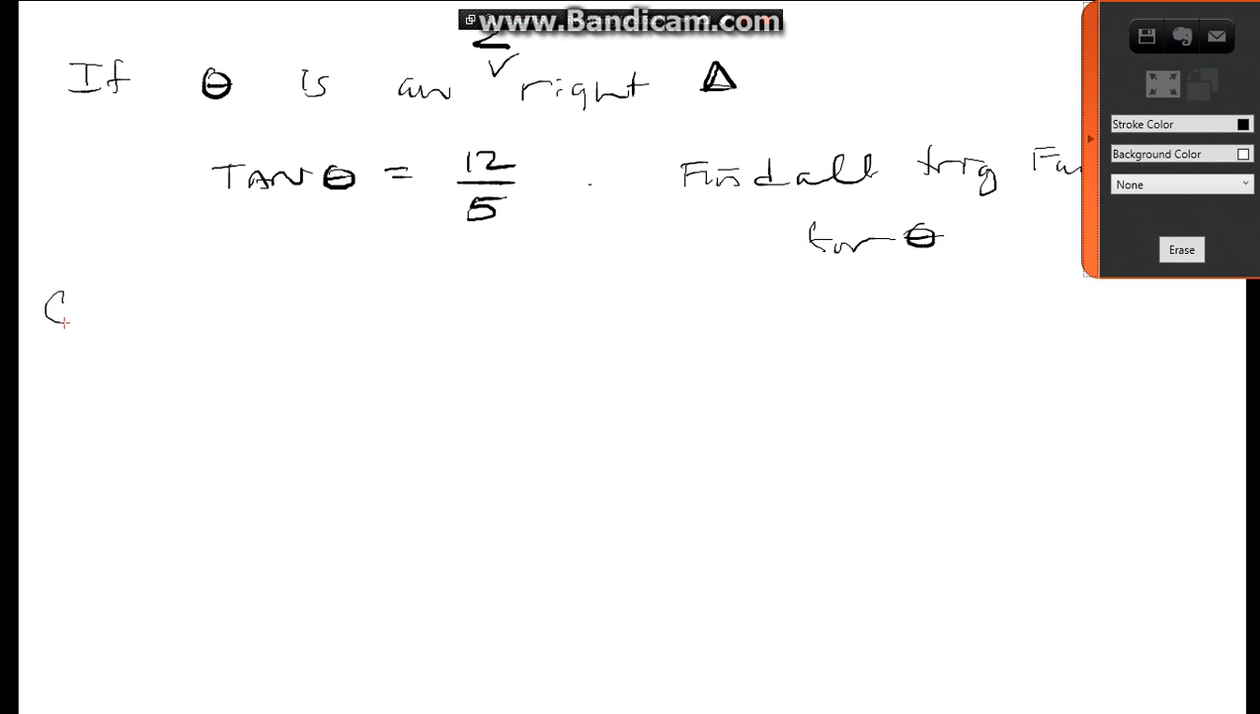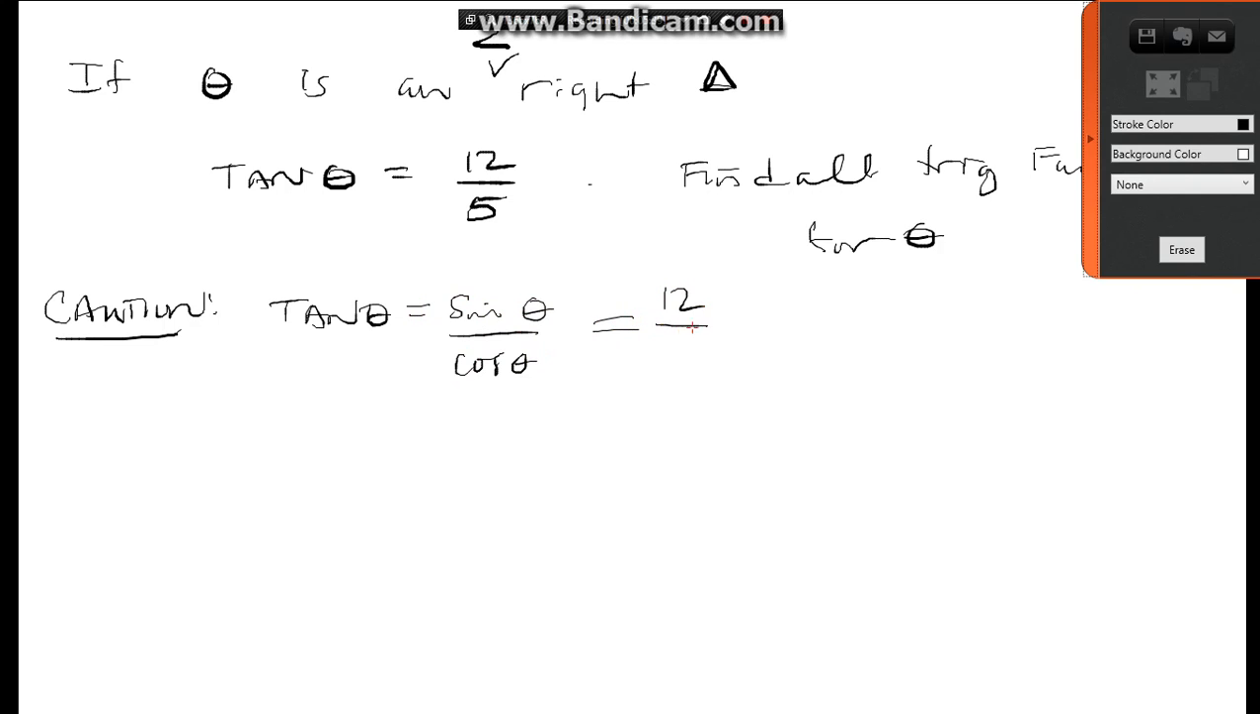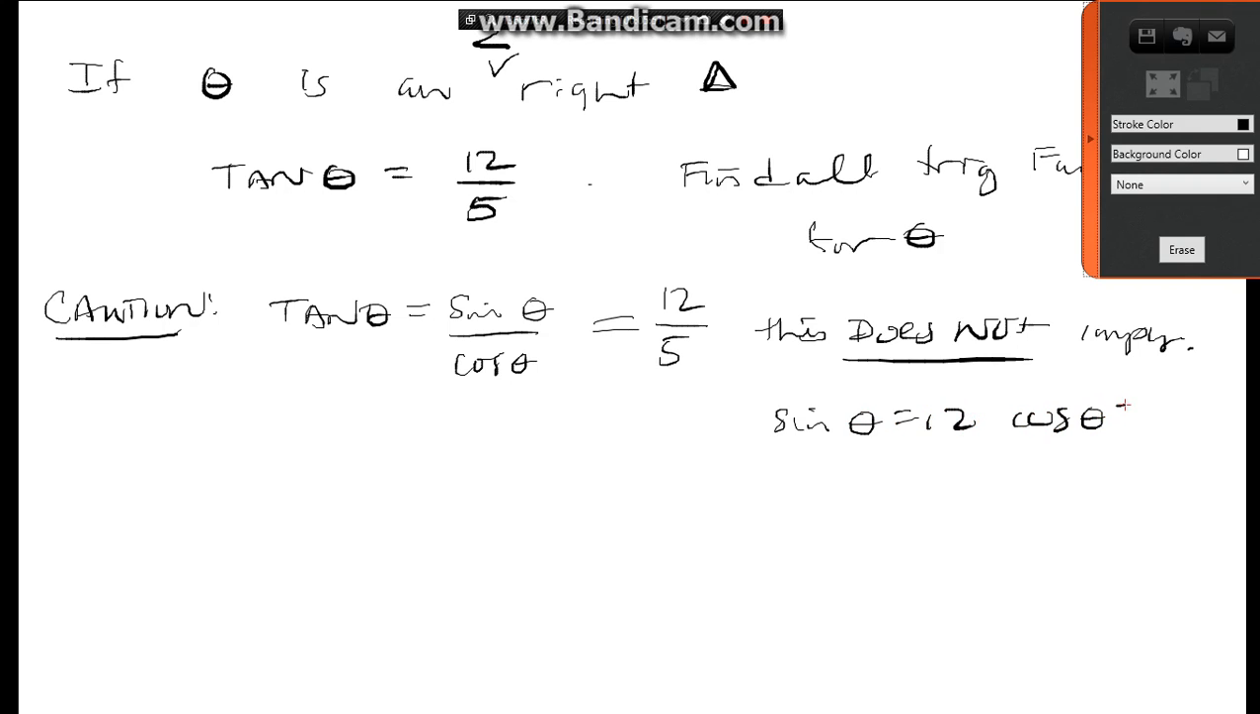Now, big caution here. Since we know tangent of theta is sine over cosine, this does not, like a lot of people think, just because this is equal to 12 over 5, imply that sine of theta is 12 and cosine of theta is 5. Why? We just said this a second ago. Sine, the biggest it could be is 1. How can it be 12? Okay, so this is what we're going to do.